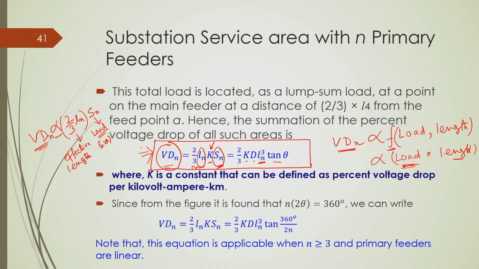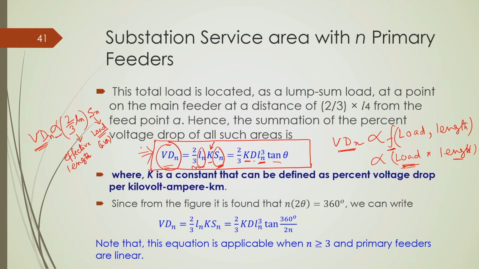Now, this is the voltage drop up to what? This is the voltage drop of the primary feeder. This is not the maximum voltage drop, but typically the voltage drop of the main feeder. Now, this could be the maximum voltage drop, I will come to that later on.